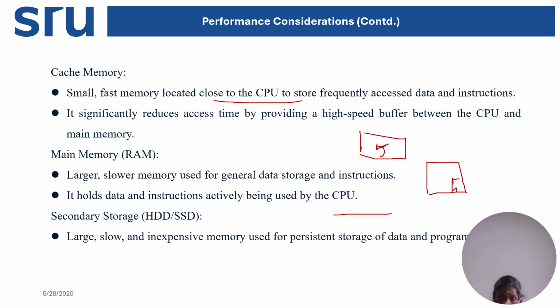Secondary storage, for example HDD and SSD, is large, slow, and inexpensive. If the speed is increased, automatically the cost of manufacturing the memory unit will be more. But secondary storage has a large size, while accessing the data is at a very low speed. That is why it is inexpensive.